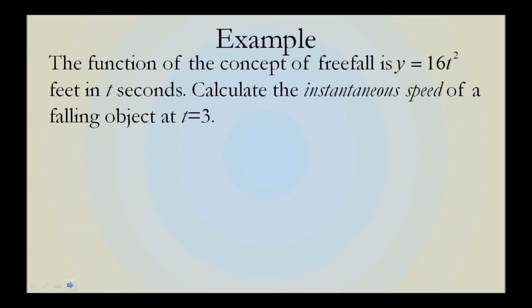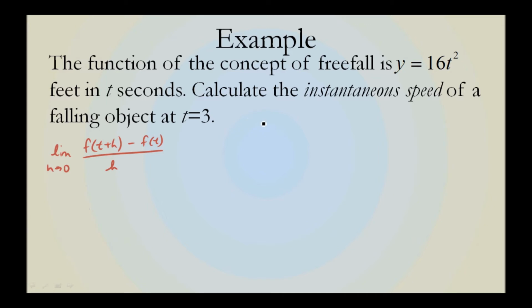So, an example. The function for the concept of free fall is y equals 16t squared feet in t seconds. Calculate the instantaneous speed of a falling object at time t equals 3. So, calculating instantaneous speed, we're actually determining the speed of the object over a very, very small interval of time. So we'll write down our formula for this: the limit of f of t plus h minus f of t divided by h as h approaches 0.